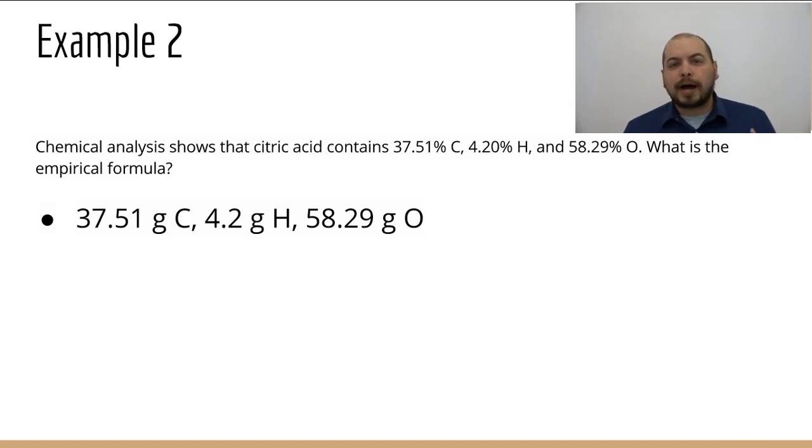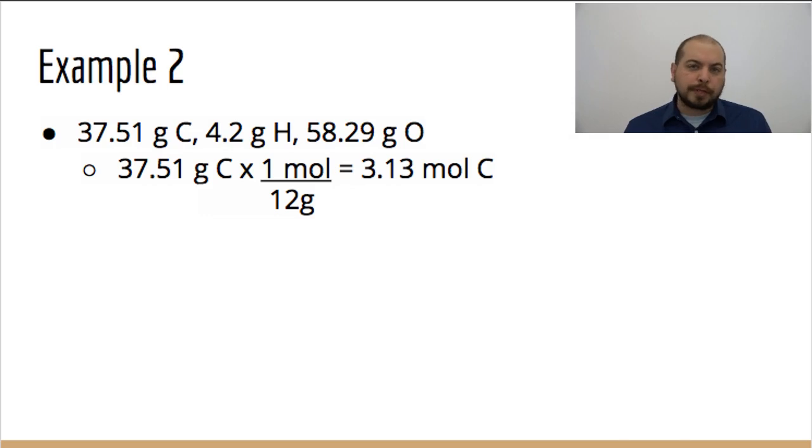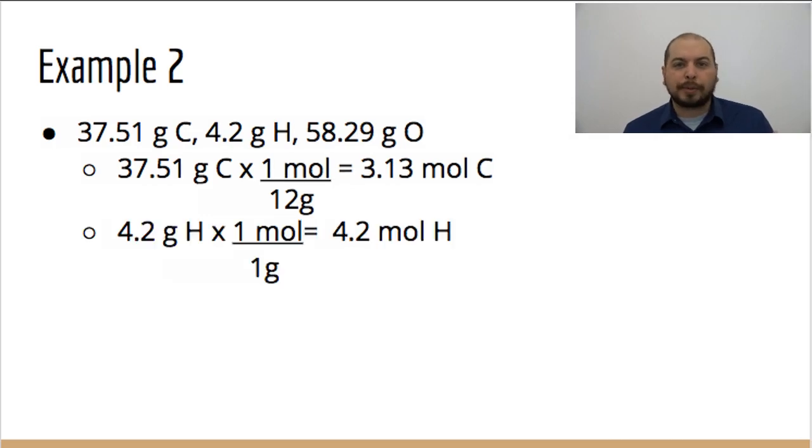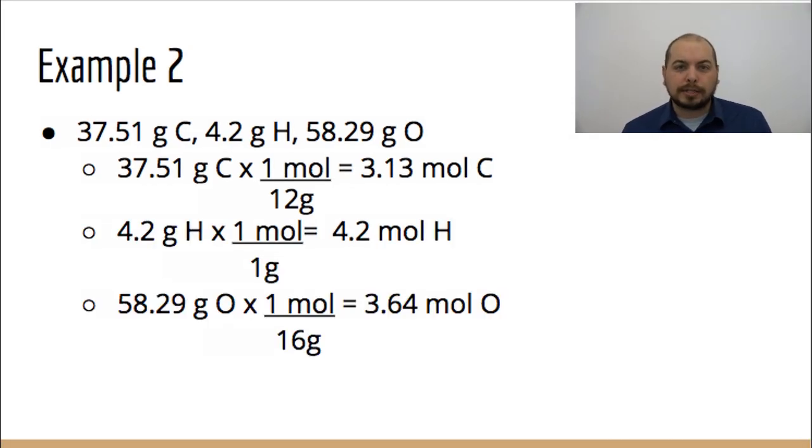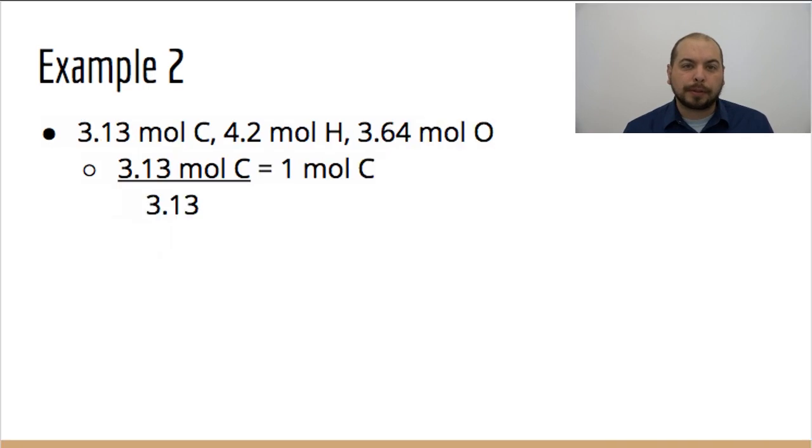We now divide each by the molar mass, which means we divide the carbon by 12, hydrogen by 1, and oxygen by 16. This means that we have a ratio of 3.13 moles of carbon, 4.2 moles of hydrogen, and 3.64 moles of oxygen. We divide by the smallest one, which is going to be that of carbon.